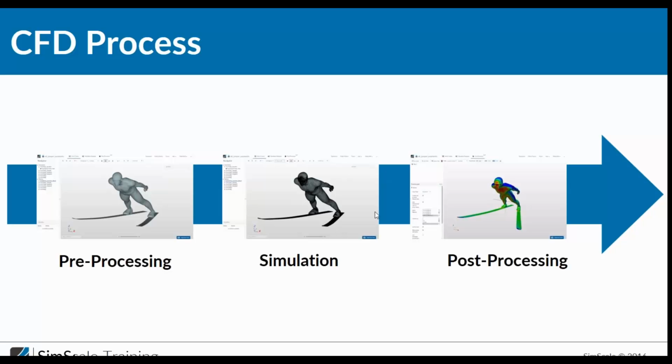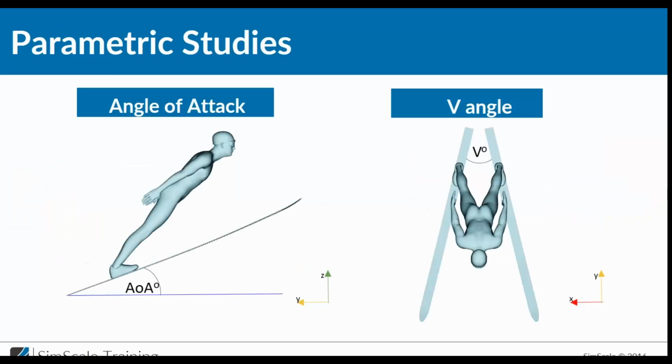Next step is to define the simulation itself. So we define where the air goes in, where it goes out, and for example, which kinds of walls we are dealing with. And the final step, called the post-processing, is the evaluation and analysis of the results.